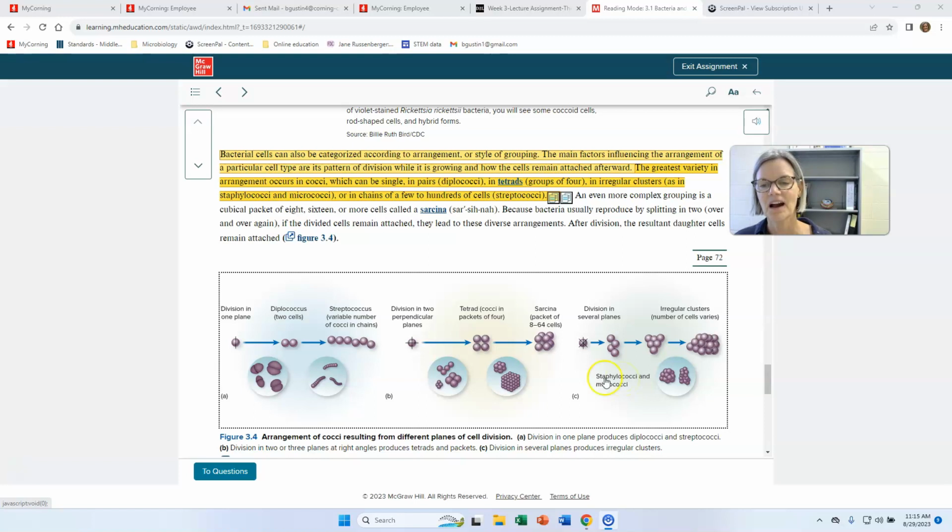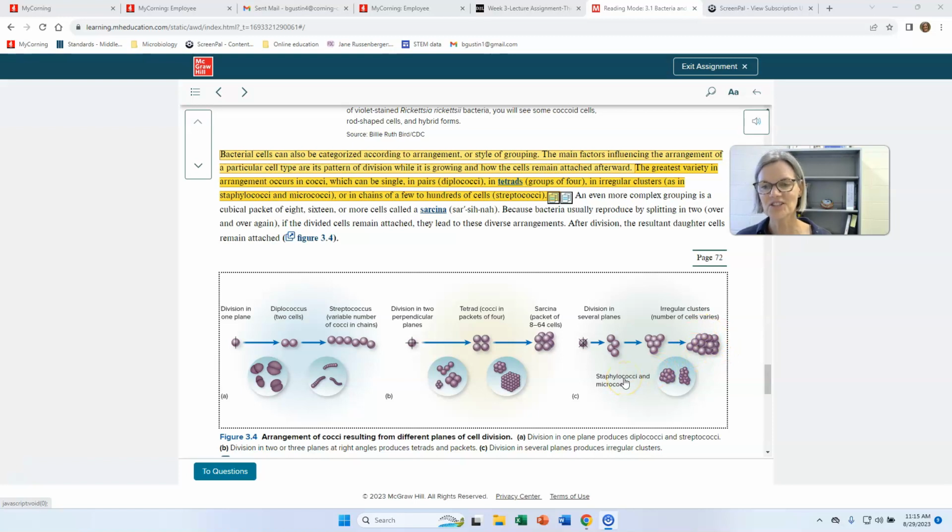And so single round cells, we'll just say it's a coccus. A pair of round cells is a diplococcus. Chains or strips of round cells are streptococcus. I think strepto sounds a little bit like a strip. Groups of 4 coccus we call tetrads. And then round cells in clusters, we call them staphylococcus.